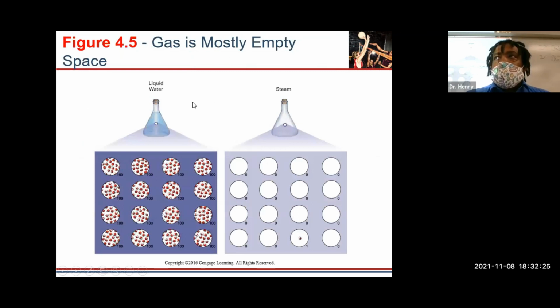So gases are going to be basically mostly empty space. Where water is going to basically fill, gases are going to be mostly empty space because they're constantly moving. So there's going to be space available. If there's space available, it's going to occupy that space.